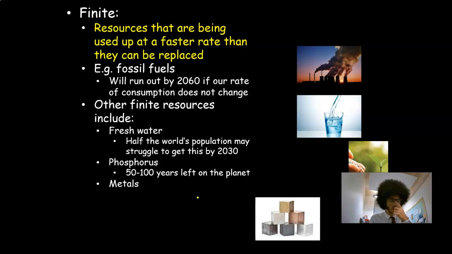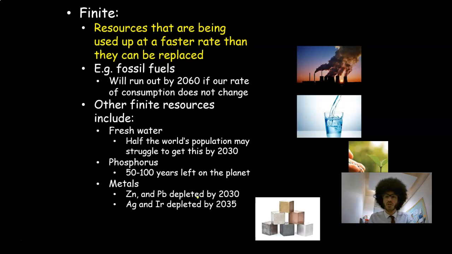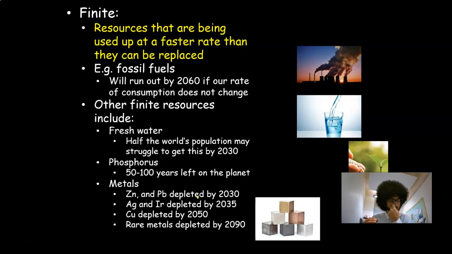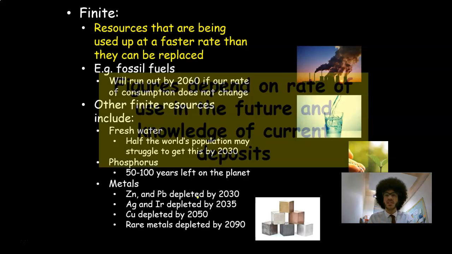Metals. Now, metals are something which are running out in terms of the way in which we consume them and how we dispose of them. Zinc and lead are projected to be pretty much depleted by 2030 unless we change our practices. Silver and iridium by 2035, copper by 2050, and then a few rare metals depleted by 2090. So you can see that there is a finite amount of all these resources we have on Earth based on our current usage, and that's the key thing.